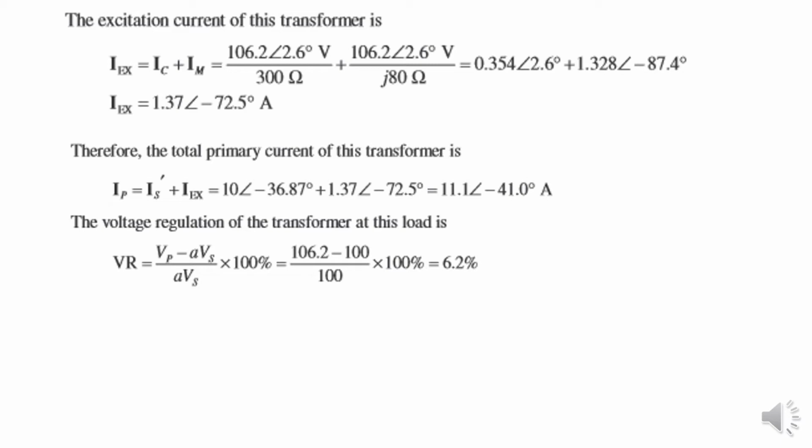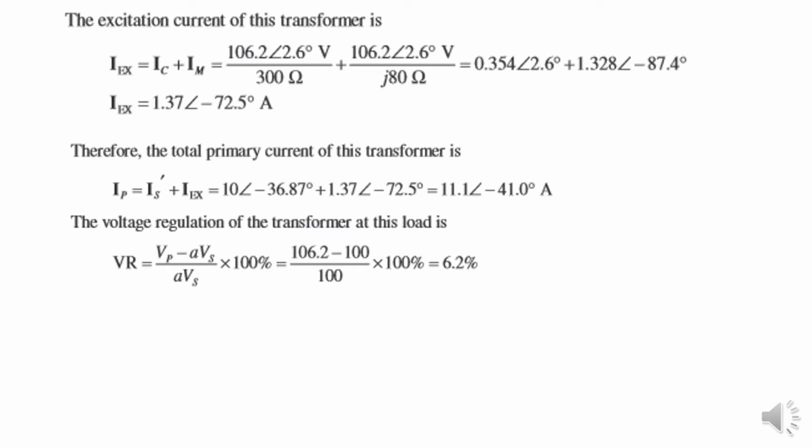Then when we add them together, we can find the total current through the excitation branch, IEX. After we add them together, what you will get is 1.37 angle minus 72.5. Okay, if we apply Kirchhoff's current law to the previous figure, IP is equal to IS over a plus IEX. That means IS over a, which is the current going to the output, plus the current going to the excitation branch. We have found IS dash, which is equal to IS over a previously, and IEX, the current to the excitation branch.